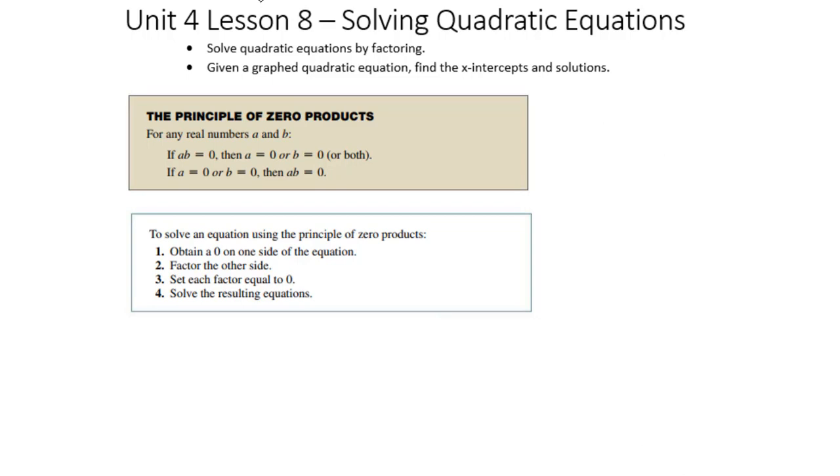In order to understand what we're doing with factoring, we have to apply the principle of zero. The principle of zero states that if a times b equals 0, then a could equal 0, or b could equal 0, or both could equal 0. The reverse is also true. If a equals 0 or b equals 0, then a times b will always equal 0.